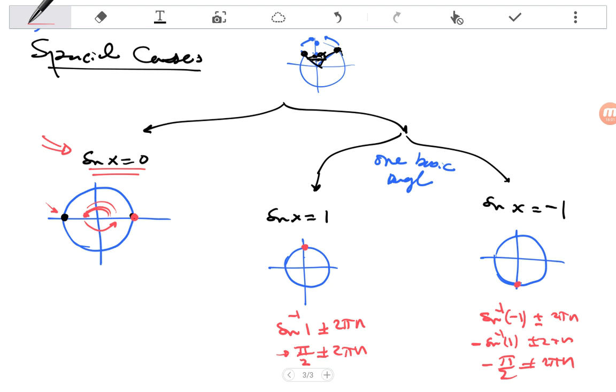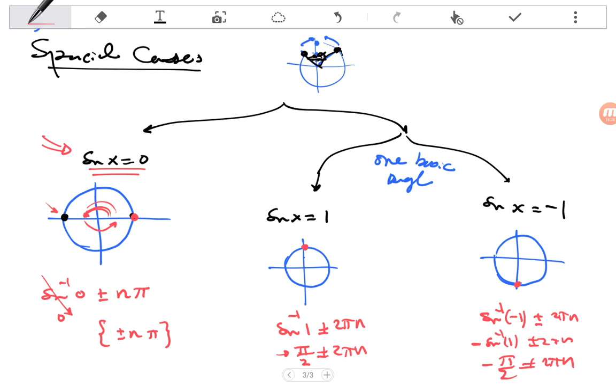So in this case, we will have one basic angle which is sine inverse 0, but this time we'll just add multiples of pi only, instead of 2 pi. We know that sine inverse 0 is just 0, so the solution in this case will just be plus or minus n pi. A solution of sine x equals 0 is just plus or minus n pi.